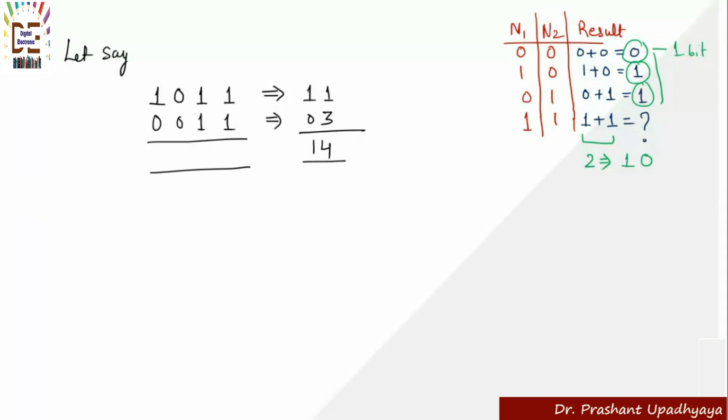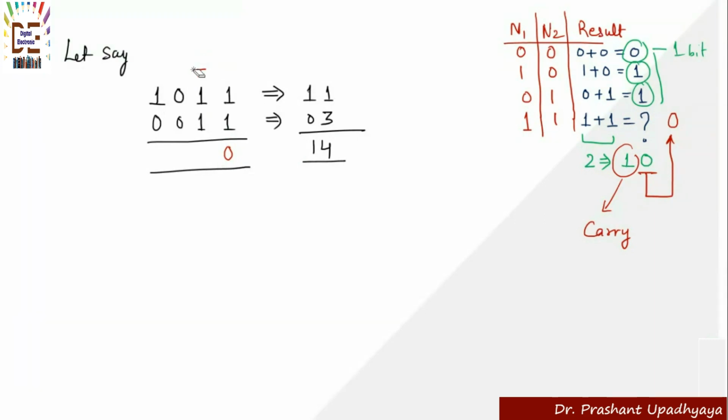But now the problem is that we can only store 1 bit. So we will say 1 plus 1 is 0, and we are going to make the rest a carry. So let me check it out. What will 1 plus 1 be? It is 10. So we write 0 here, and the carry will come here.